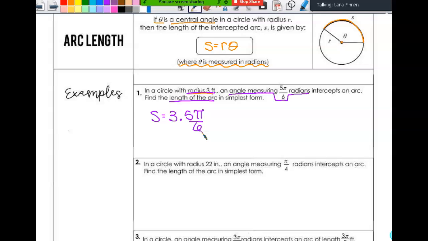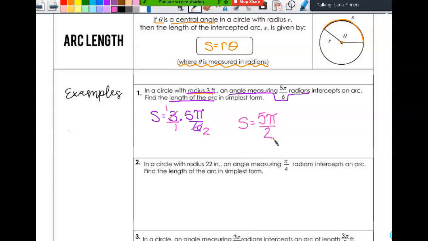Now I could multiply and then reduce, but it's actually a lot easier, especially when the numbers get bigger, if you reduce first. I can put 3 over 1. 3 goes into 3 once, goes into 6 twice. So I end up with S equals 5 pi halves.